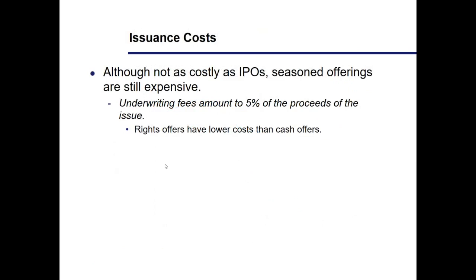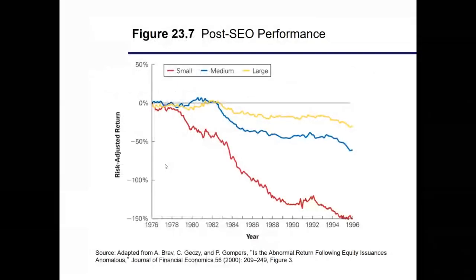Although not as costly as an IPO, the SEO is less expensive. The fee can amount to 5% of the proceeds of the issue. Usually, rights offers have lower cost than cash offers, because with a rights offer you simply go to the existing shareholders. You don't need to go to the public. You don't need to make the road show to get new investors to buy shares. All right.